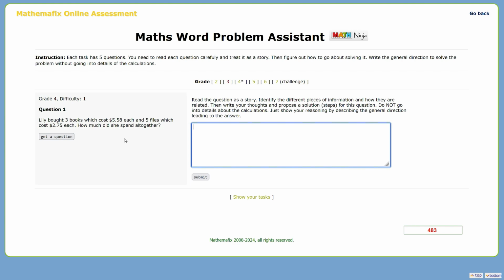Now, in this problem, she bought 3 books, which cost $5.50 each, and 5 files, which cost $2.75 each. How much did she spend altogether? So it is pretty simple. We look for the total cost of 3 books and the total cost of 5 files, and then we just add together. So we'll tell the AI about that.